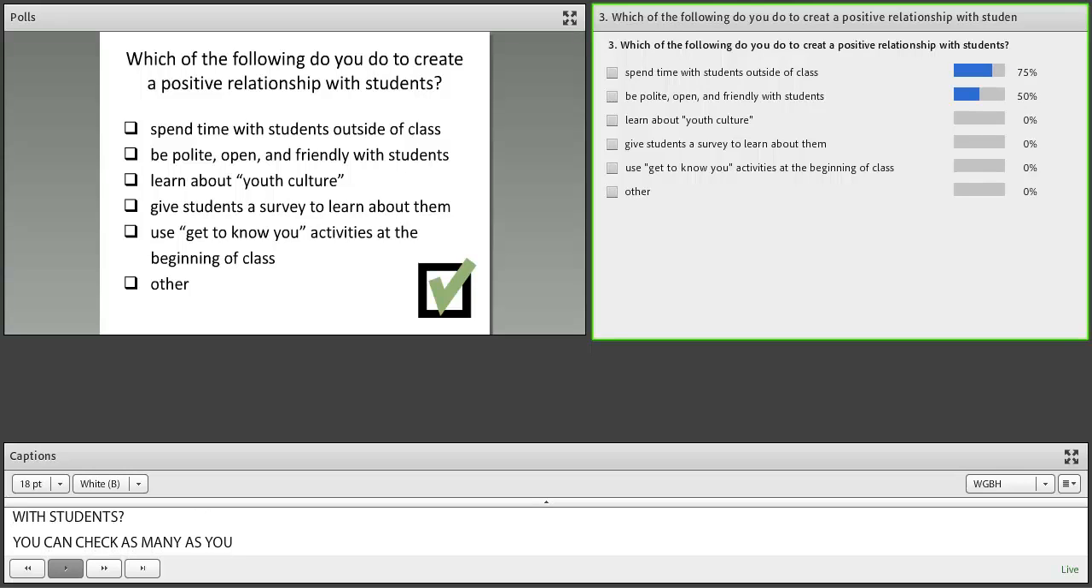Do you spend time outside of class? Are you polite, open, and friendly with students? Do you try to learn about youth culture? Do you give students a survey to learn more about them? Do you use get-to-know-you activities at the beginning of class? Or is there something else that you do as well? I'll be interested to hear about that other category after we talk about all this.